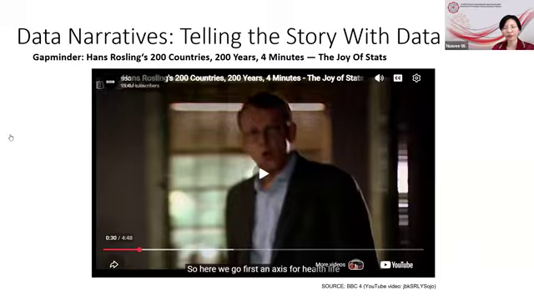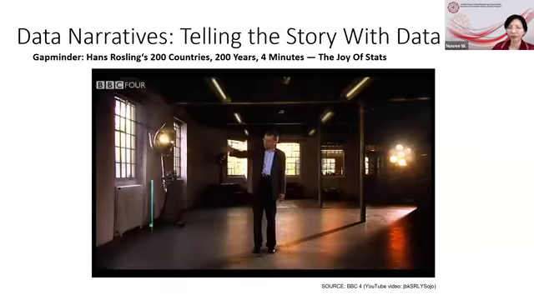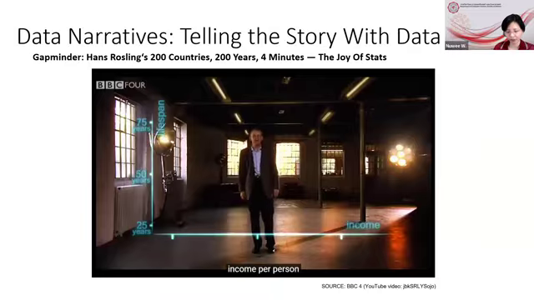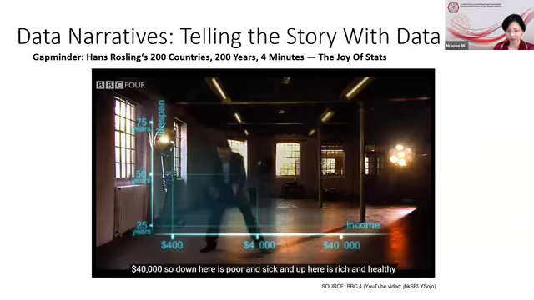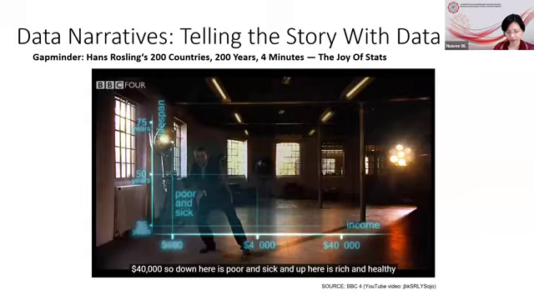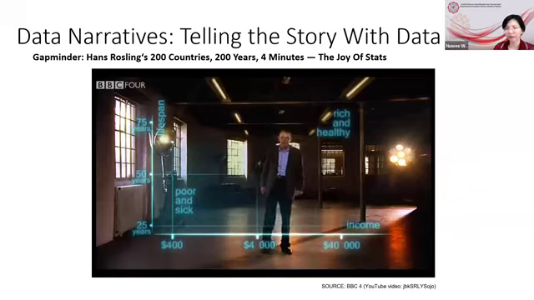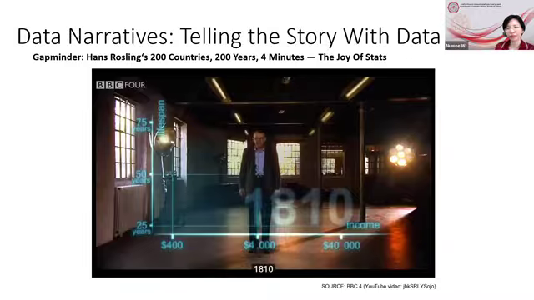here we go. First, an axis for health. Life expectancy, from 25 years to 75 years. And down here, an axis for wealth, income per person, $400, $4,000, and $40,000. So down here is poor and sick, and up here is rich and healthy. Now, I'm going to show you the world 200 years ago, in 1810.